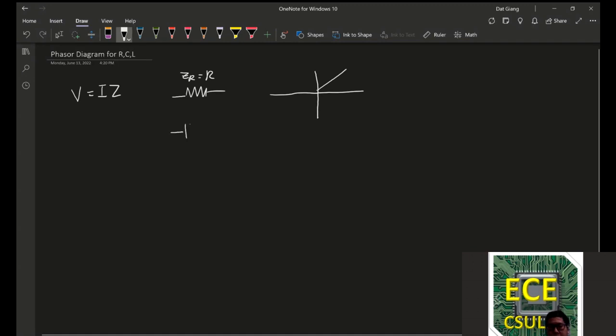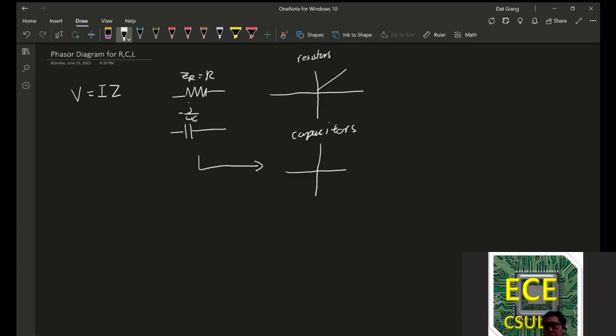For capacitors, on the other hand, we have 1 over jωC, or as written, j divided by ωC. Now, for resistors it looks like this, and for capacitors we have the following. With respect to the resistor, the capacitor is always 90 degrees out of phase compared to the resistor.